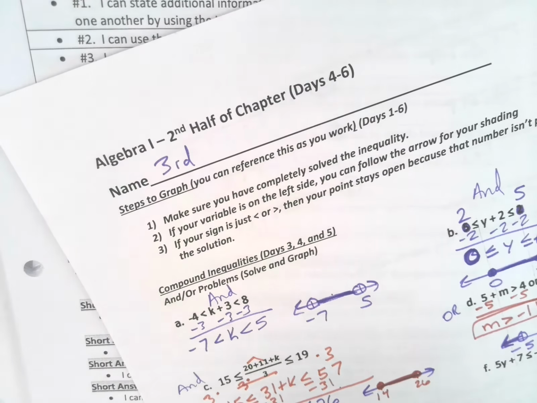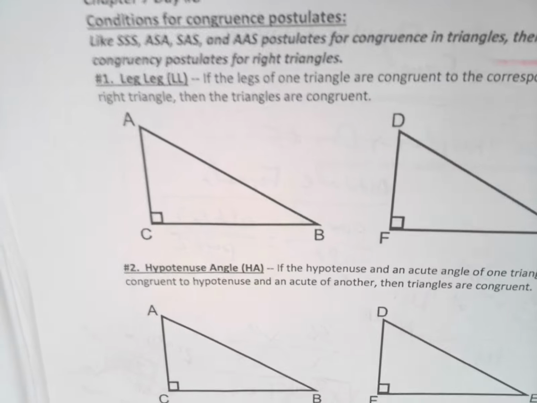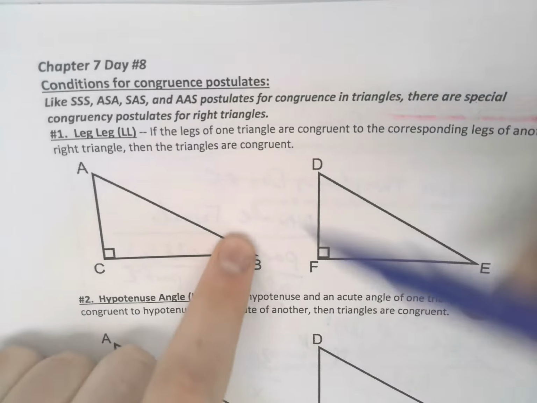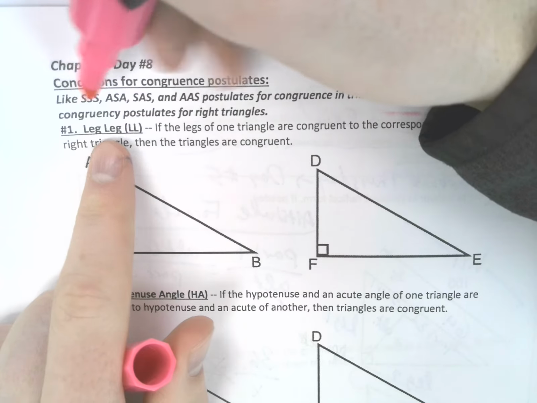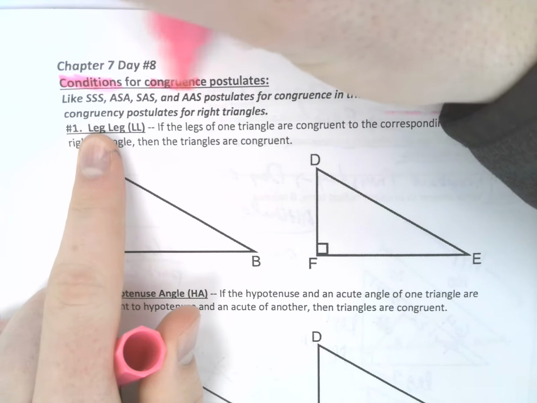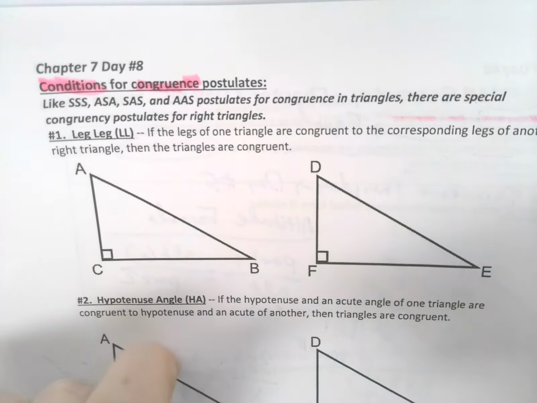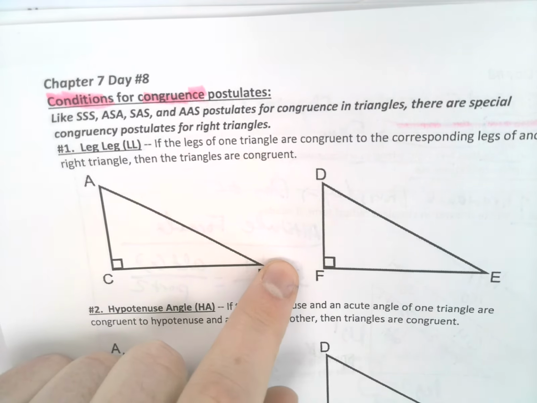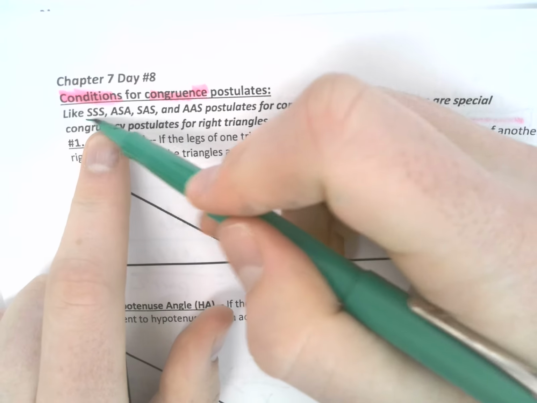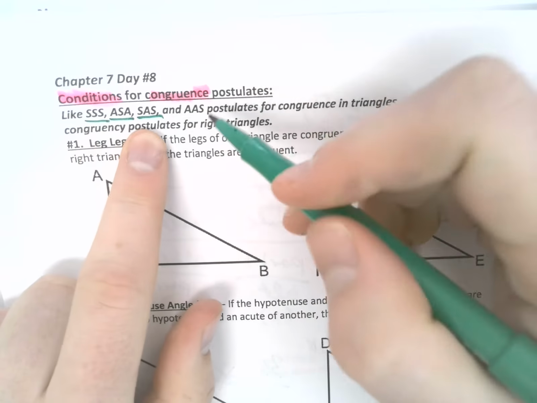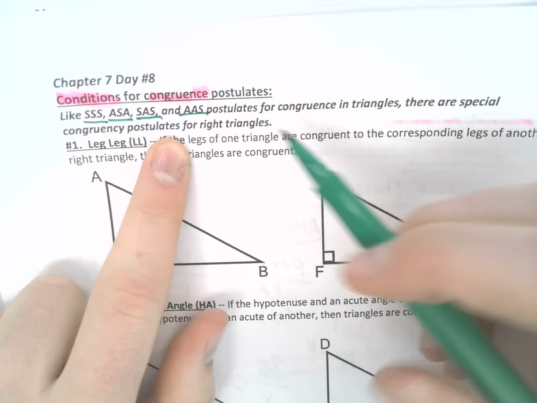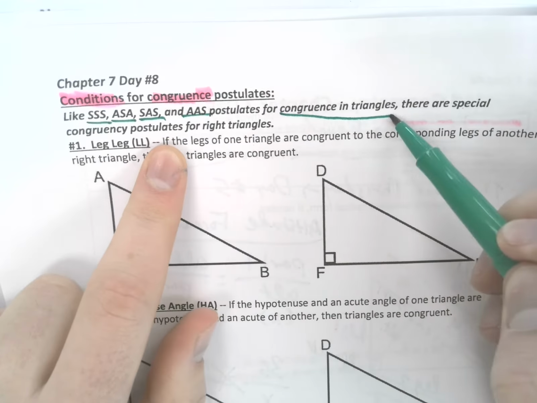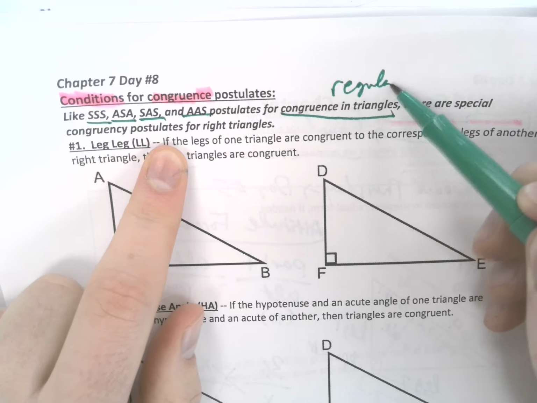Let's flip on back to conditions for congruence postulates. So this is what today's all about here, guys. This is what we came to the dance for. We want to figure out what are the conditions where we can establish some congruency. So before, we dealt with side, side, side, angle, side, angle, side, angle, side, and angle, angle, side. And these were how we could prove congruency for regular triangles.